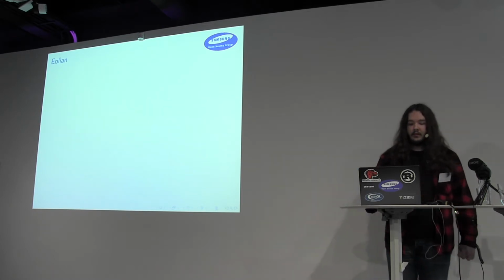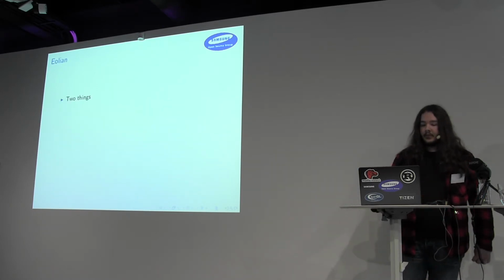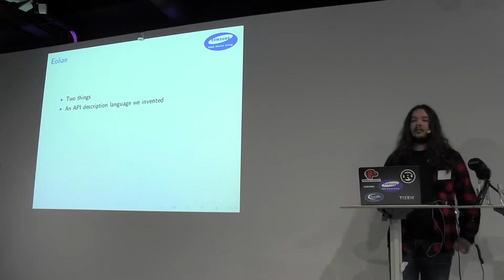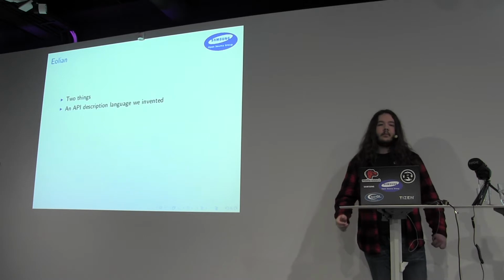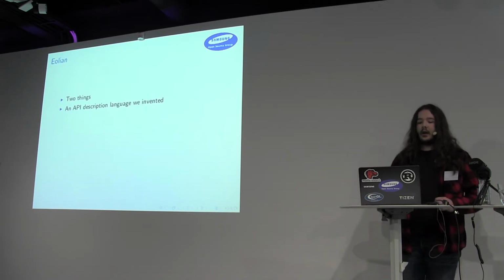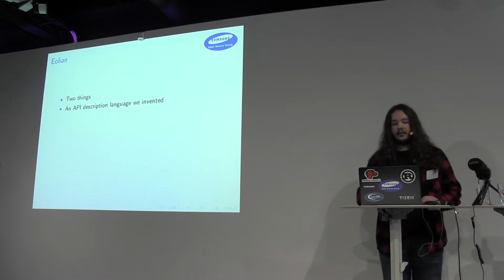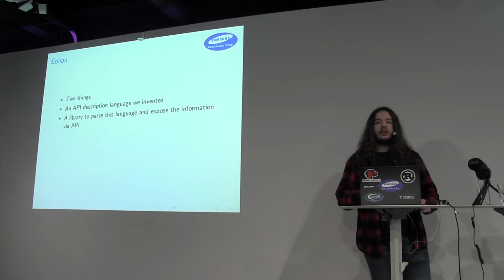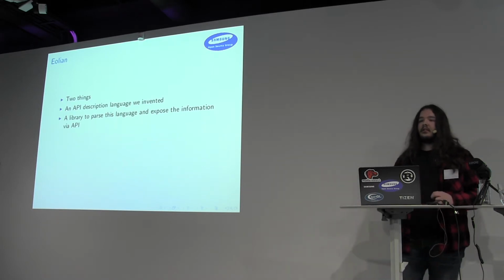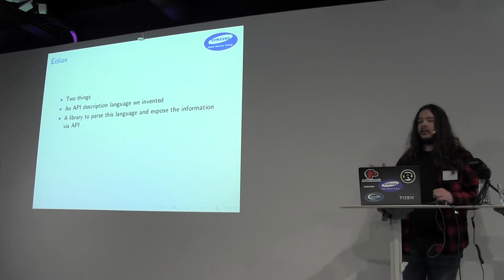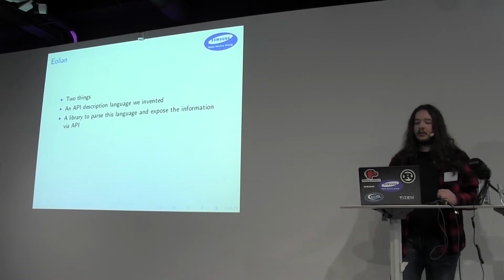So what do we want to do? Eolian. What is Eolian? It's basically two things, and it's an API description language we invented. It is used to actually describe most APIs present in the EFL. It's also a library to parse this language and turn it into sort of a database in C, which you can access and actually use this information.